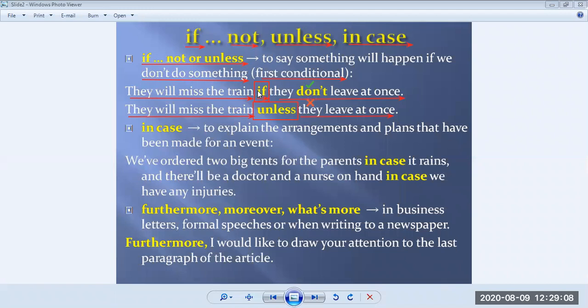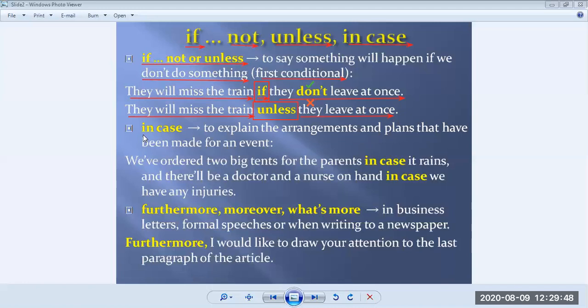If goes with negative, which is if not here. If you use negative, that means don't, won't, or based on whether it's an auxiliary or main verb, you're going to create a negative. If you don't leave now, you will miss the train. But when you use unless, we do not use the negative form. That's why you will miss the train unless you leave at once. Okay, so the meaning of both is the same, but the usage is a bit different: if goes with the negative, and unless with the positive sentence.